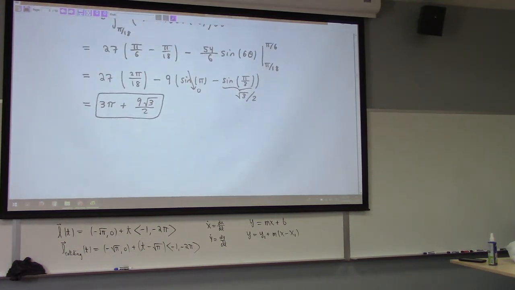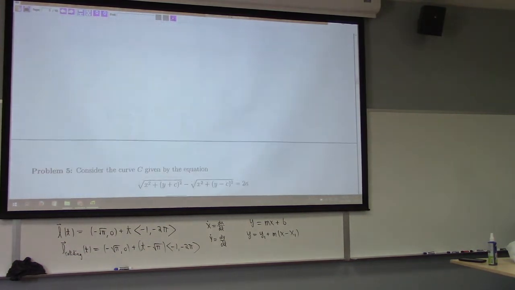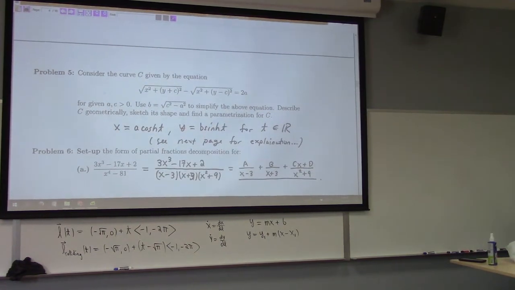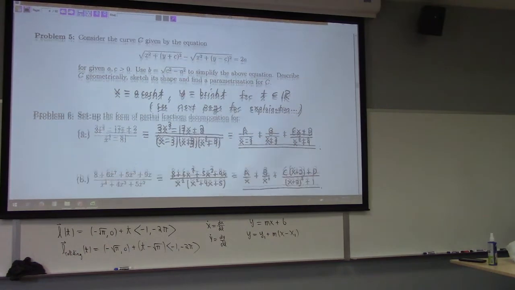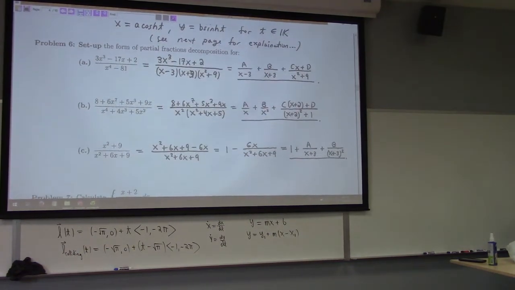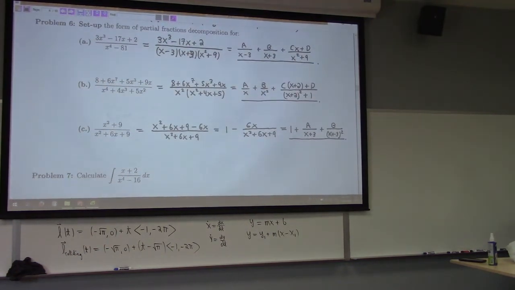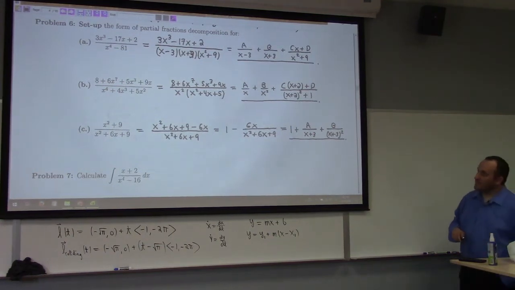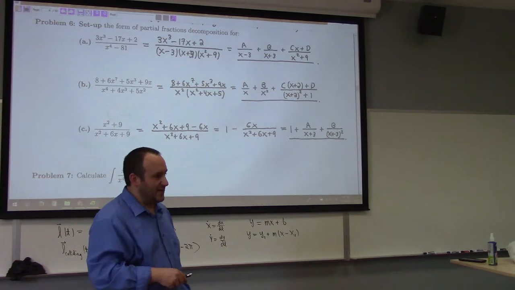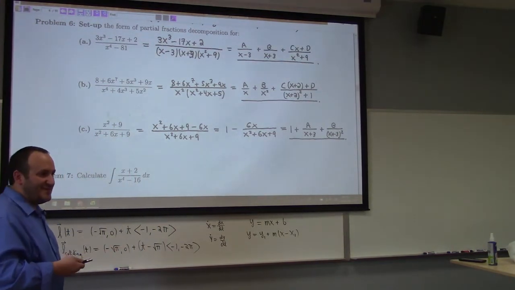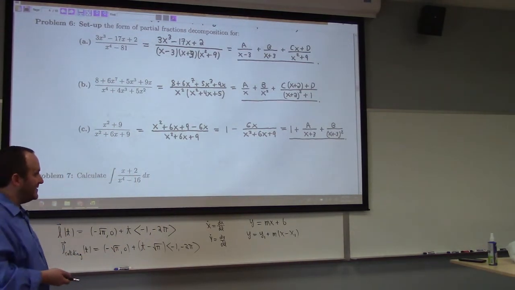Let's see here. So some of you are probably wondering about problem 5. I'll come back to that in just a second. Set up the partial fractions decomposition. So, again, the point of the final battle, rather, is to prepare you for the final exam in part, right?